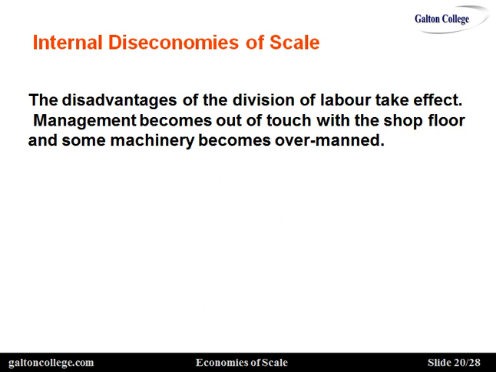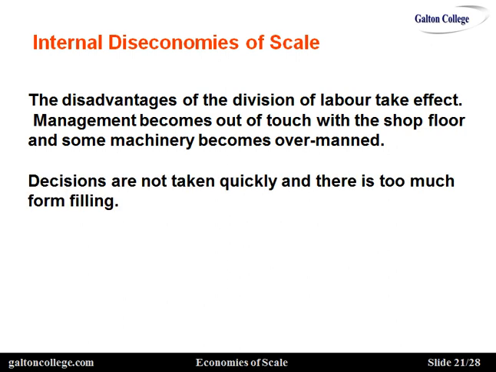Management find it difficult to control the organisation. It's difficult to control who's doing what and how it all fits together. It's too complex. So there's a loss of control and thereby costs increase. Decisions are not taken quickly and there's perhaps too much form filling, too much bureaucracy. Too much effort is spent on collecting information, not enough time spent on making quality decisions.